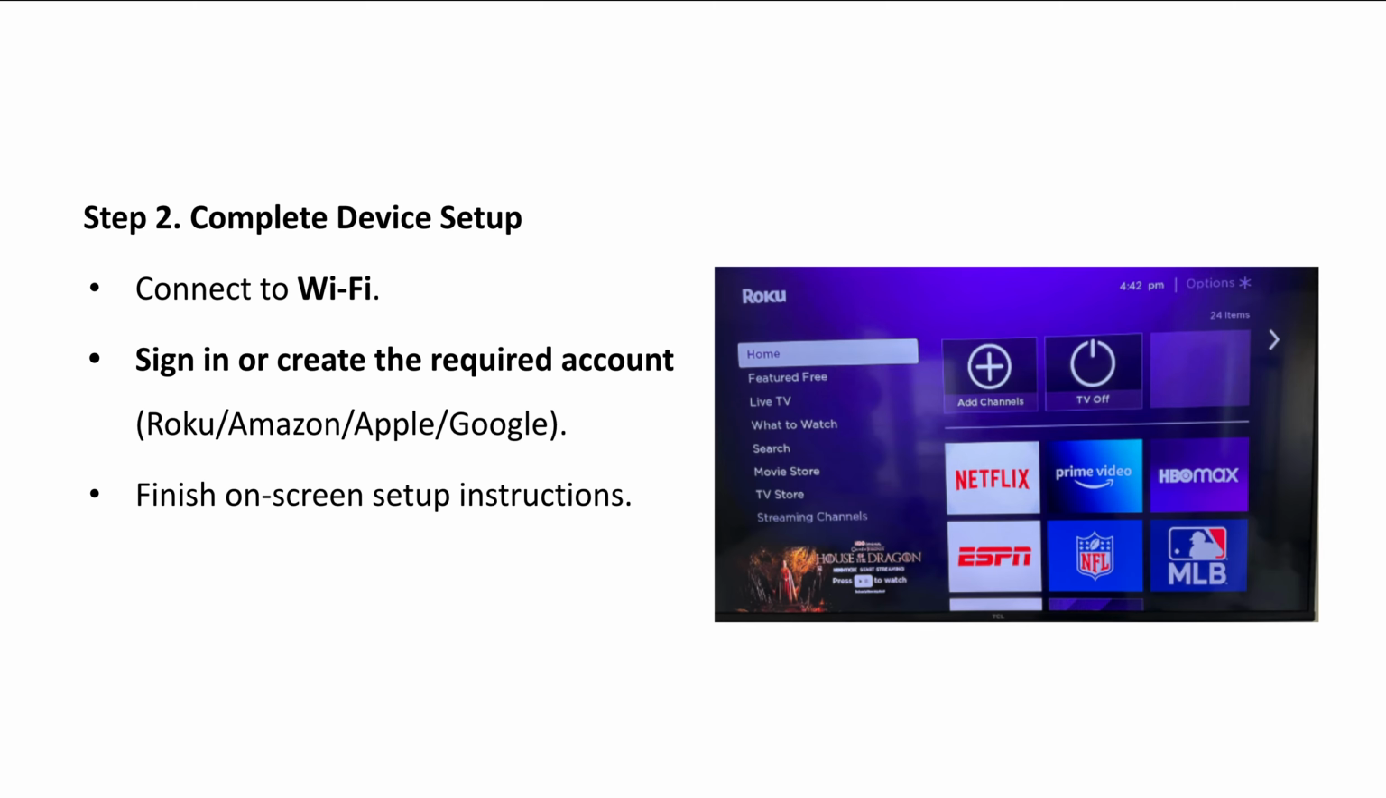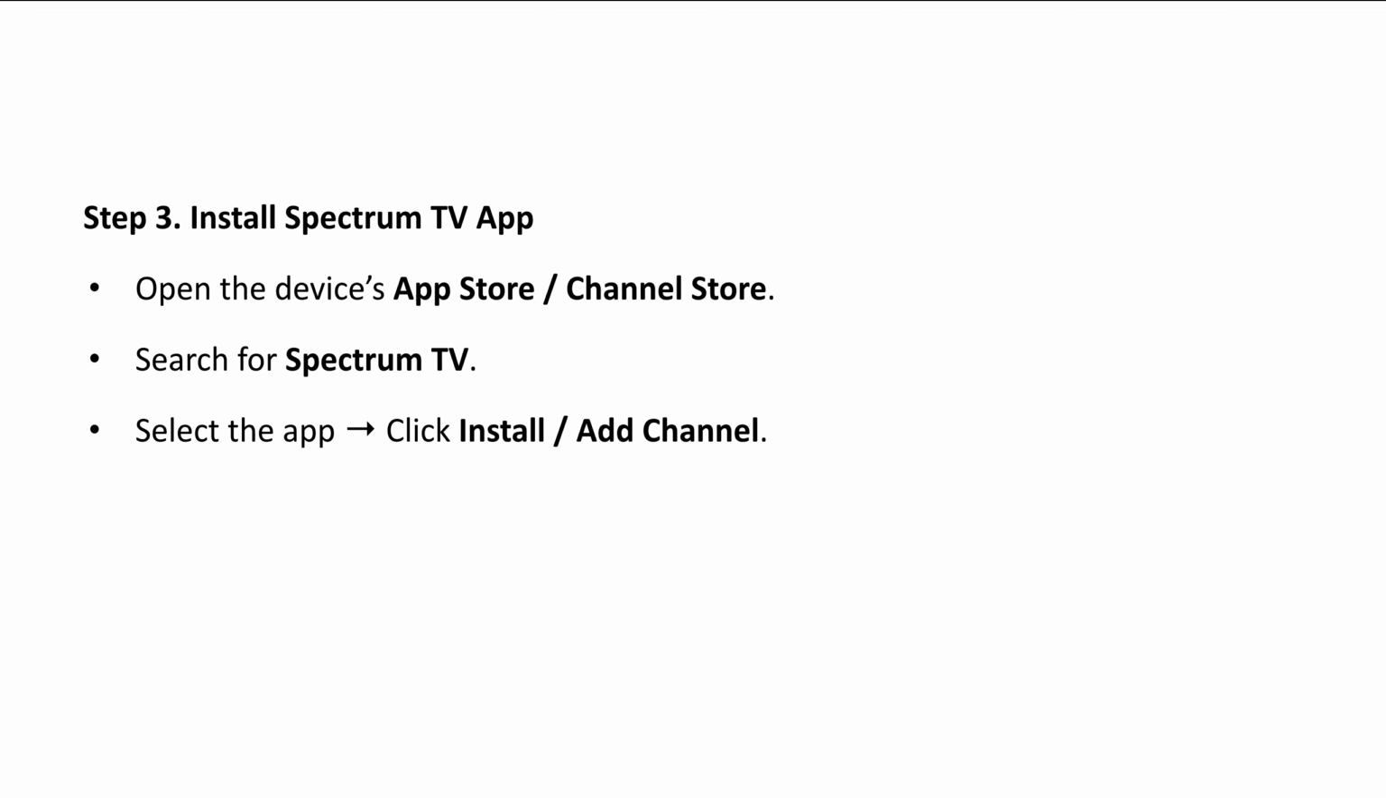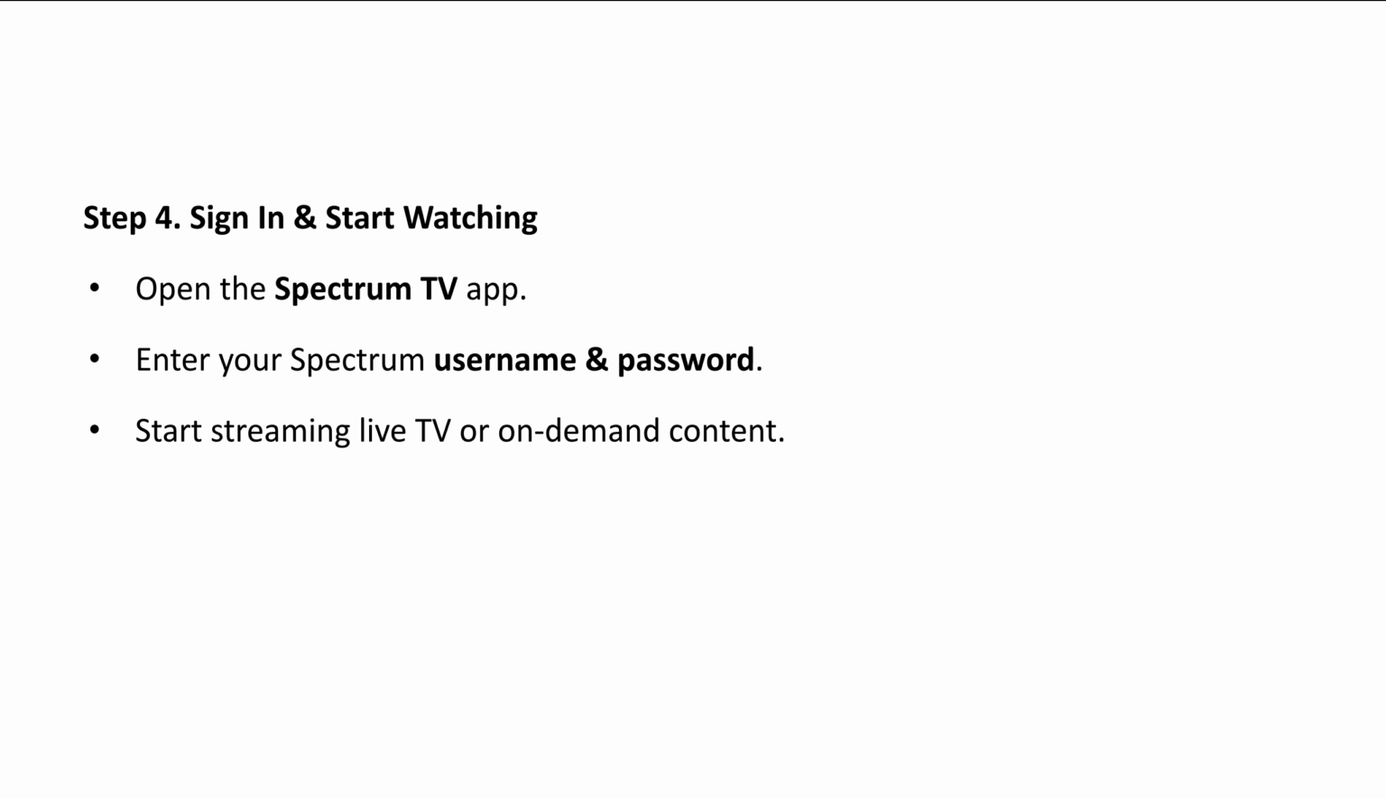Step 2, complete device setup. Connect to Wi-Fi, sign in or create the required account, Roku, Amazon or Apple, and finish the on-screen setup instructions. Step 3, install Spectrum TV app. Open the device app store, then channel store, search for Spectrum TV, select the app, click install. Step 4, sign in and start watching. Open the Spectrum TV app, enter your Spectrum username and password, and start streaming live TV or on-demand content.